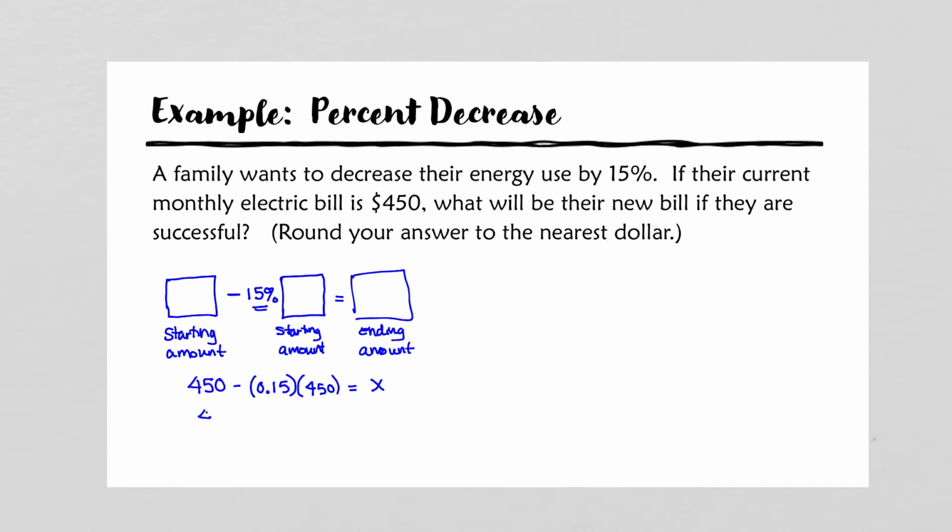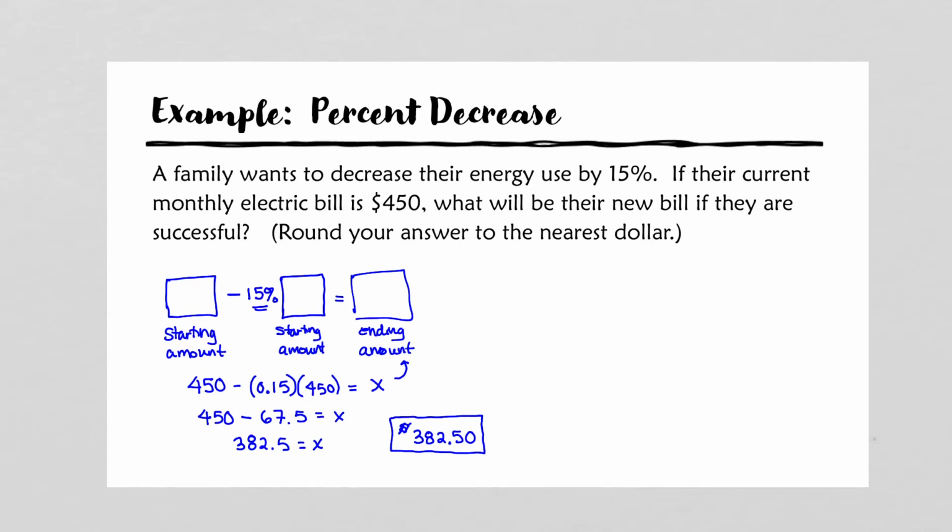Whipping out a calculator, let's complete these calculations. 450 minus, if we take 0.15 times 450, we'll get 67.5. And if we subtract 67.5 from 450, we'll get 382.5. That's equal to X. And what is X? X is representing our ending amount or our new bill. That means in order for the family to be successful, they'll want to have a bill of $382.50 or less.